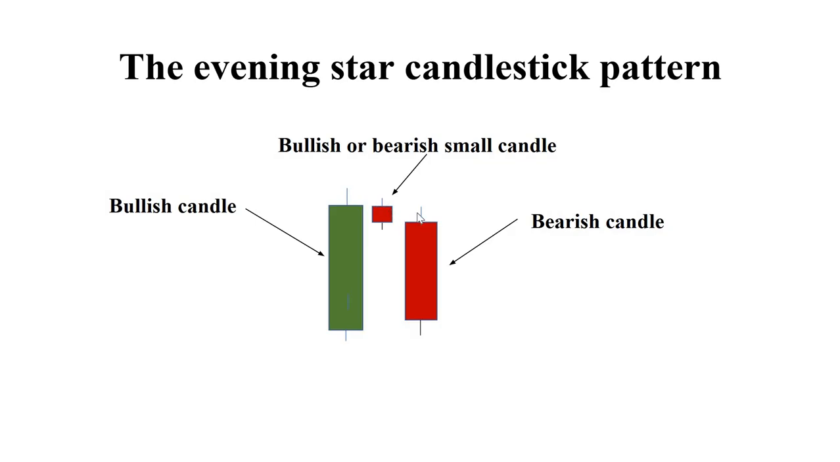Now, the next confirmation candle is the next candle that forms. If it's a strong bearish candle, like we are seeing here, it tells us clearly that the bears or the sellers have taken control of the market and they are prepared to push the price down. Now, if you see this candlestick pattern forming at the end of an uptrend, it's a clear indication that the sellers have taken control over the market and they are going to push the price all the way down.